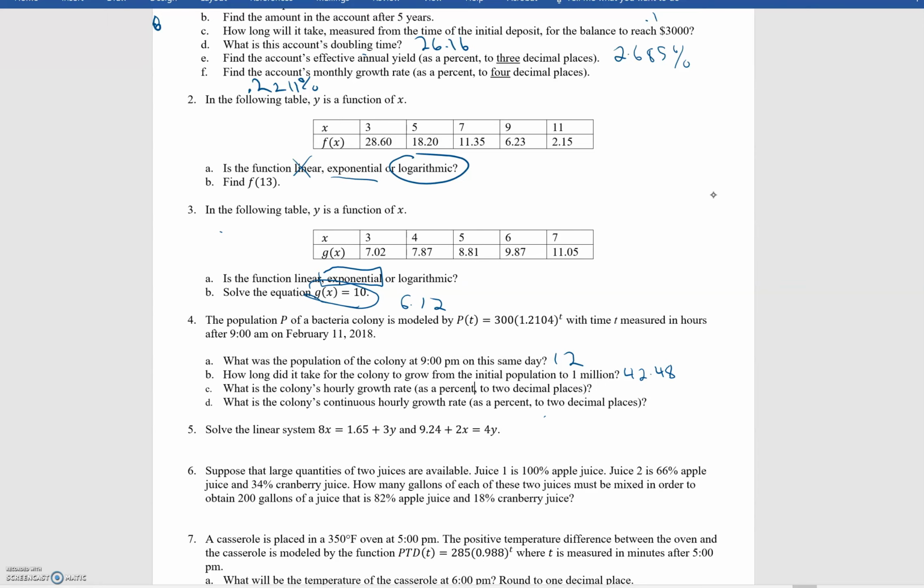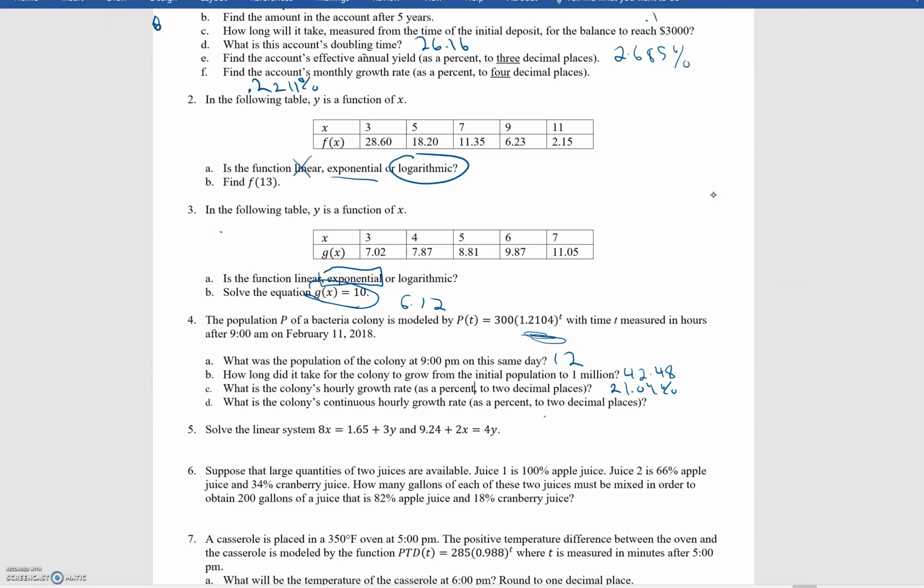Okay, so the hourly growth rate, here's the hourly factor. So the hourly growth rate is just this number minus 1 times 100, so that's going to be 21.04%. Because we were already in hours. Our model is already in hours.